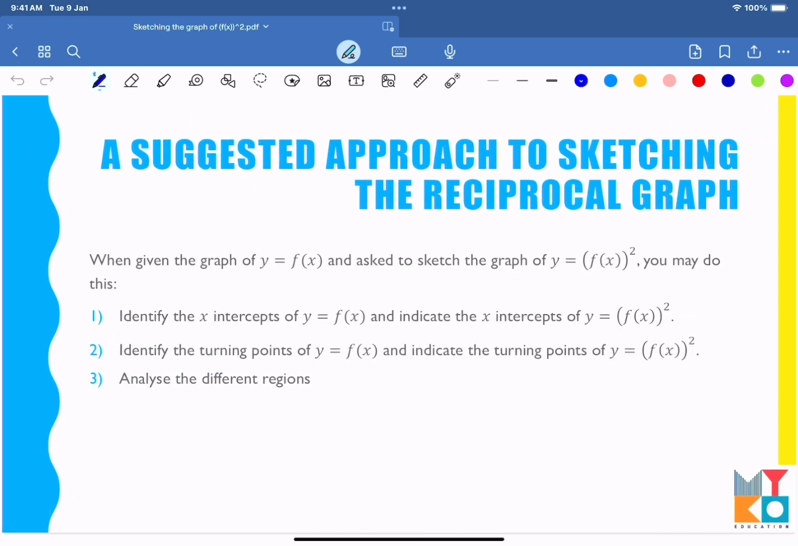One approach when sketching the square of f of x is first to identify the x-intercepts, because these are the points that are going to remain unchanged. After which you can look at where the turning points are going to be. And from there, you can roughly see the outline of the graph. And lastly, analyze the different regions of the graph, predominantly the region where f of x is between -1 and 1, as well as when f of x is less than -1 or f of x is more than 1.